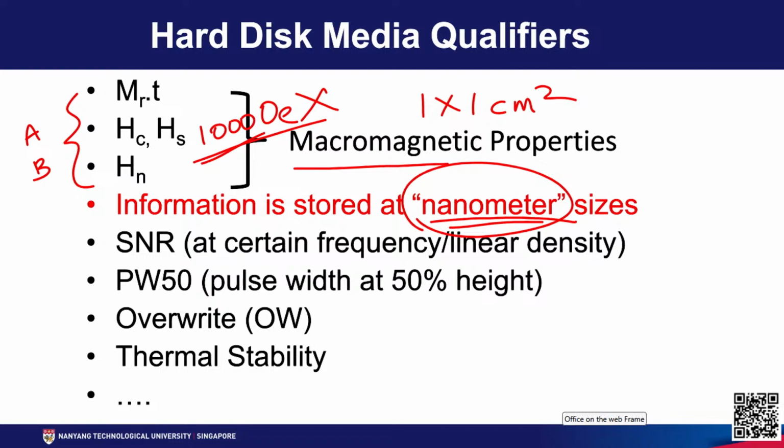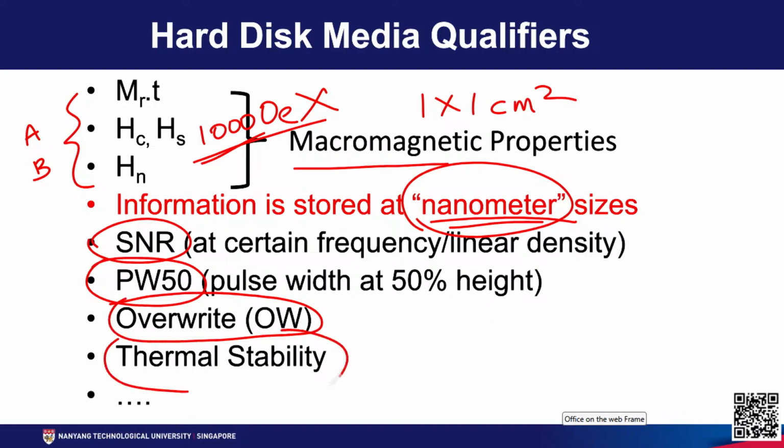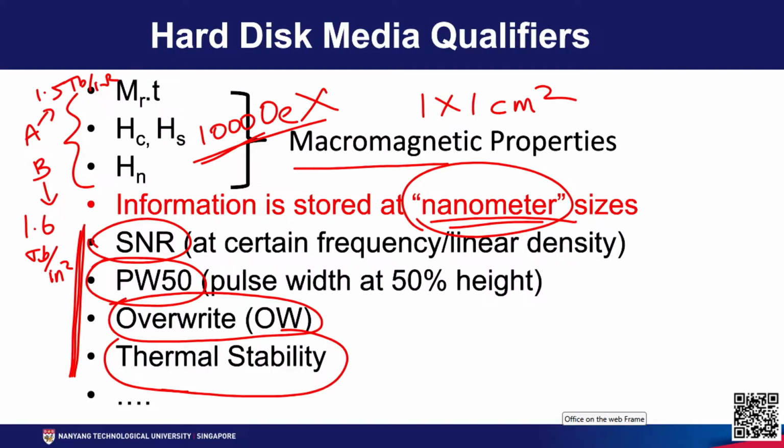The people who make hard disks look at some more properties like signal to noise ratio, pulse width at 50% height, overwrite, and thermal stability. Many other criteria also need to be looked at if you want to ensure that the recording media you designed works at high density. So, what made this recording medium achieve 1.5 terabit per square inch and this one achieve 1.6 terabit per square inch is the difference in these properties. Signal to noise ratio, pulse width, overwrite, many of these properties give rise to the fine differences between many different media.